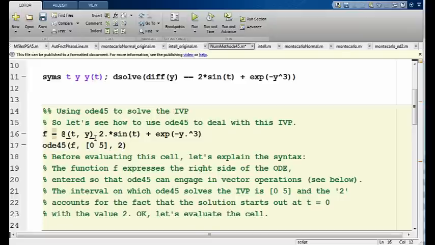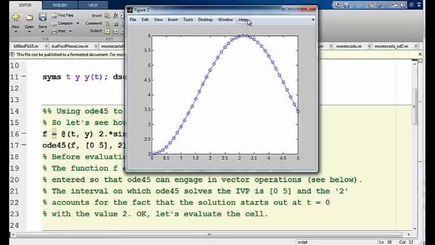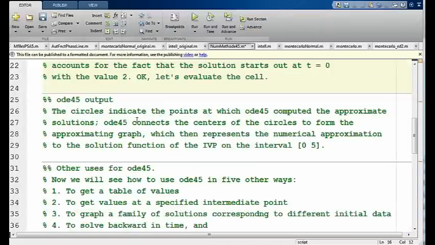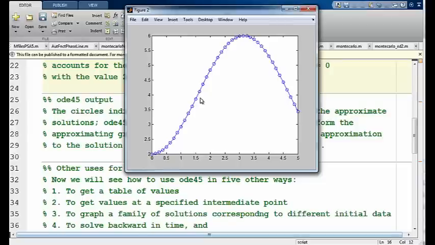Okay, so let's evaluate this cell. And ODE45 actually solves it and gives you a graph. Let's note the circles indicate the points at which ODE45 computed the approximate solutions, and then ODE45 connects the centers of the circles to form the approximating graph, which then represents the numerical approximation to the solution function on the interval 0 to 5. And let's bring the graph up again. There it is.